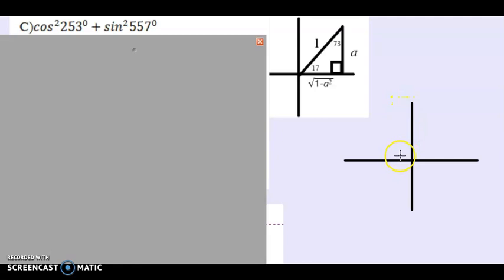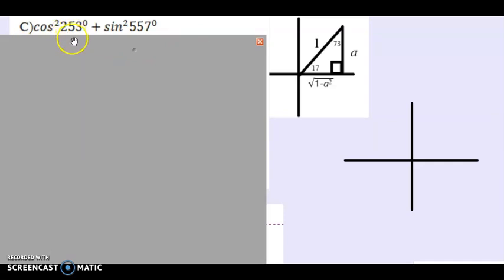But I also need to understand that when I write an angle that is greater than 360 degrees, I need to make sure that I subtract 360 until that angle is smaller than 360 degrees. So let's apply what we've learned.